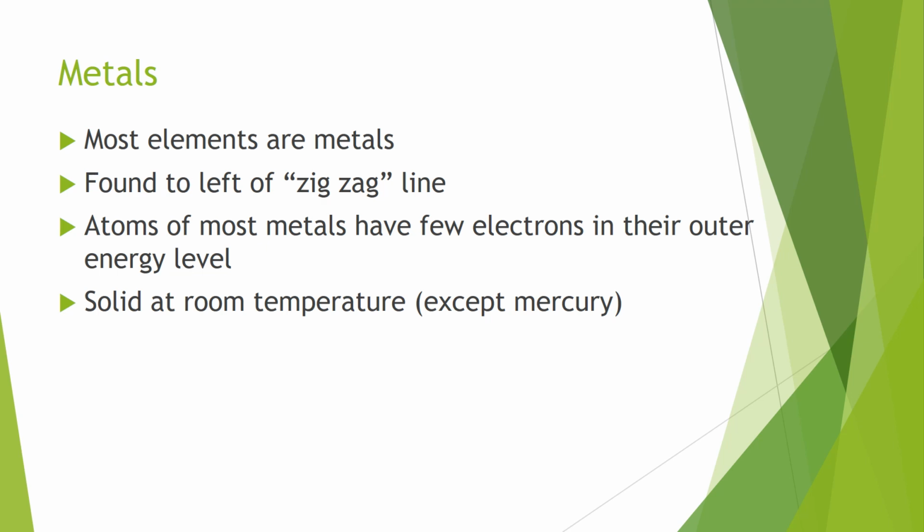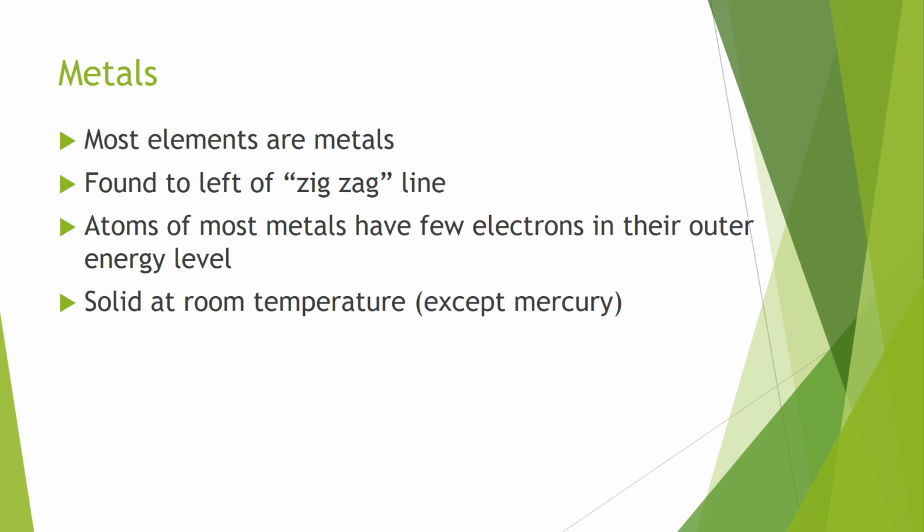So the first group we have is metals. Most of the periodic table is made of metals, about 3/4 of it actually. So when we look at the periodic table, and I'll show you a picture on the next slide, they are found left of a zigzag line, which on the periodic table I provided you should be drawn in already. But I'll show you what that means on the next slide.